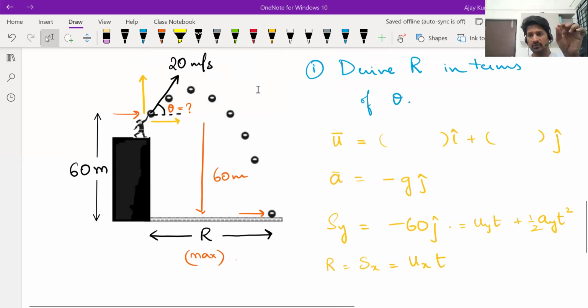Theta is unknown, so you will keep theta as it is. Don't substitute any angle there. Don't guess that it will be 45 degrees or 30 degrees or any. We don't know. We have to prove. Okay, we have to calculate.